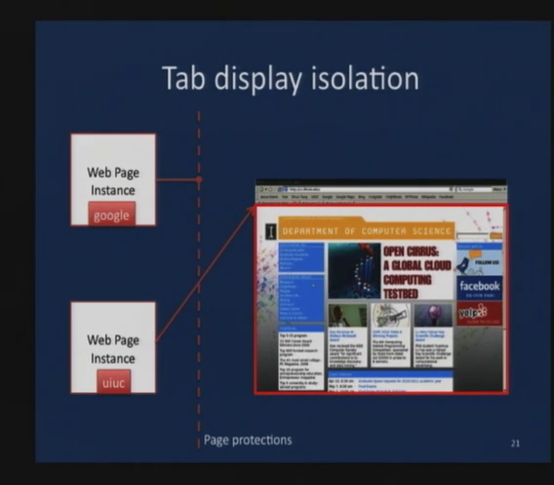In addition to isolating portions of the screen, we also use page protections to isolate different tabs from each other. As I mentioned before, a tab is a fundamental abstraction in our system. So we know the current tab, and we can make sure that only the current tab has access to the screen, and only the current tab can receive mouse and keyboard events. We can do this through a series of checks inside our kernel.